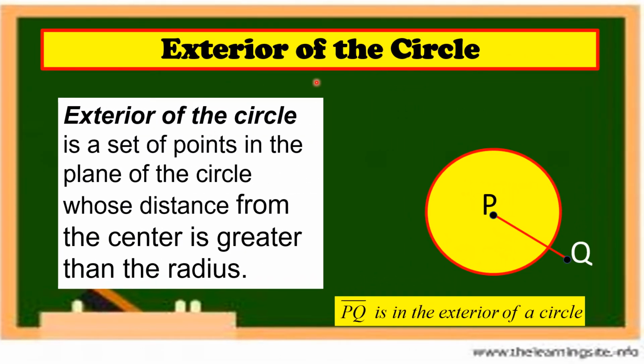So we have exterior of the circle. Exterior of the circle is the set of points in the plane of the circle whose distance from the center is greater than the radius. We have segment PQ. Point P is the center of the circle, and point Q is outside the circle. So if we connect segment PQ, we can say that segment PQ is in the exterior of the given circle.